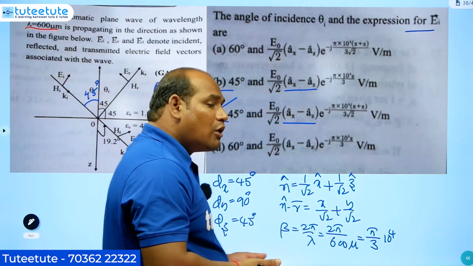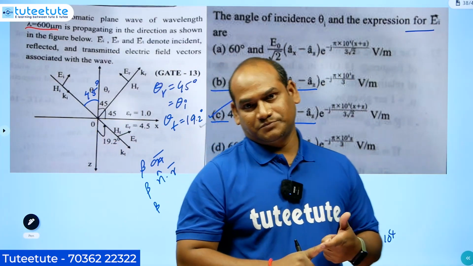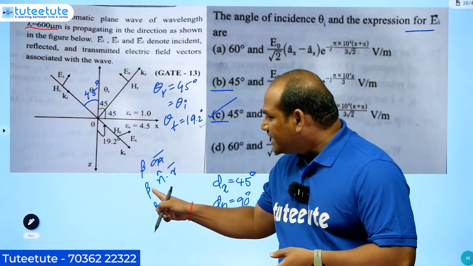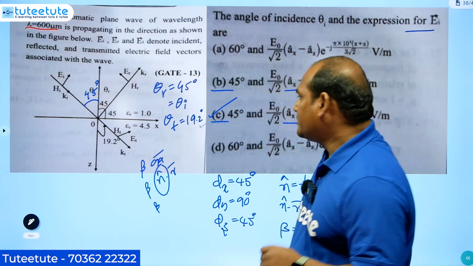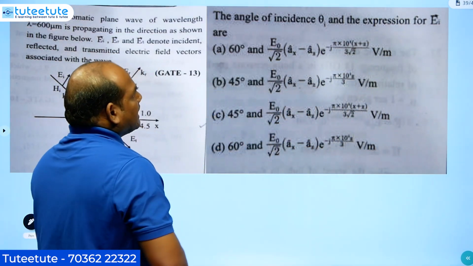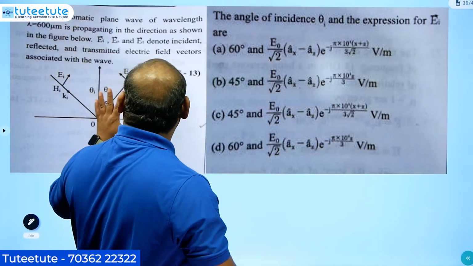So you need to know how to write n cap, and how to write this beta into n cap dot r cap. The major thing is n cap. That is what you need to understand. And the next question is also based on the same data only.